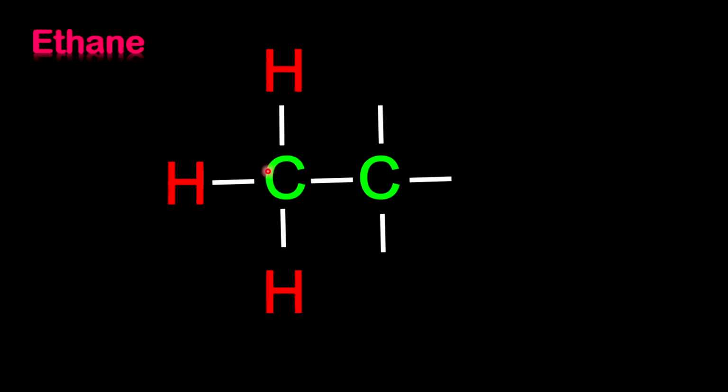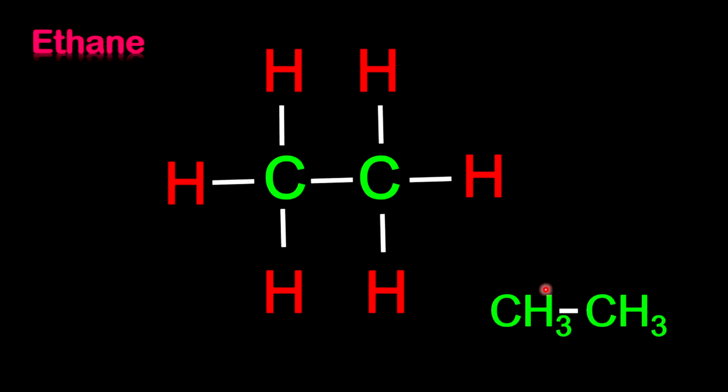So therefore, it will be 3 hydrogen around the first carbon. Around the second carbon, there will also be 3 hydrogen. And so in total, we have 6 hydrogen. So to condense this structural formula, the first carbon contains 3 H's, so therefore, CH3. There is a single bond between the carbons, so this single bond is right here. The second carbon contains 3 hydrogen, so therefore, it is CH3.